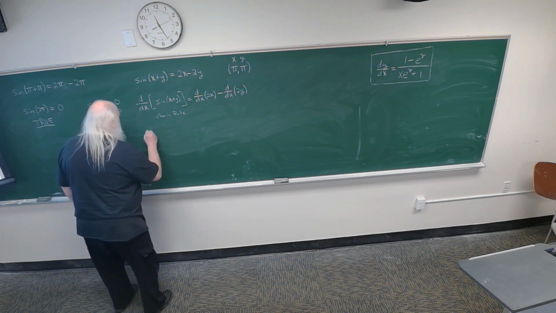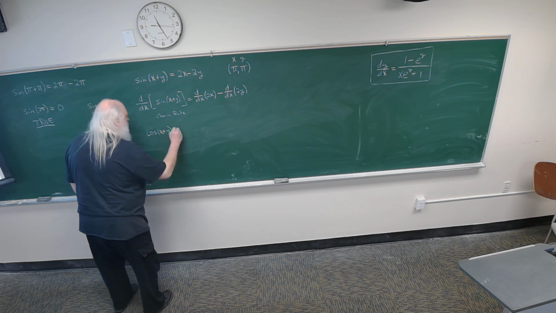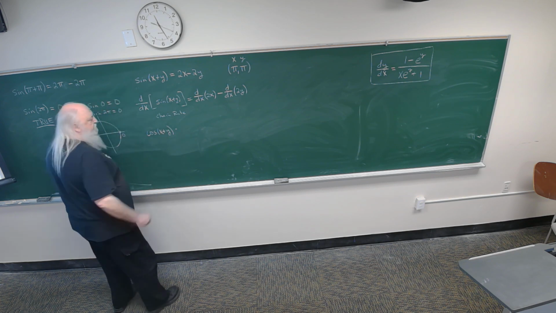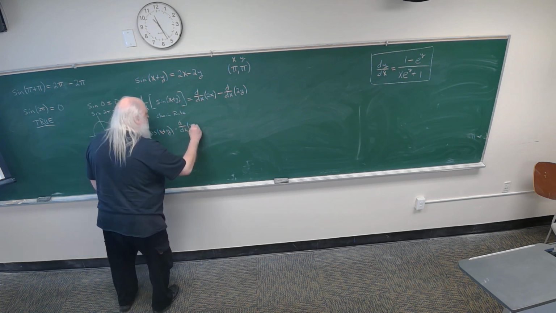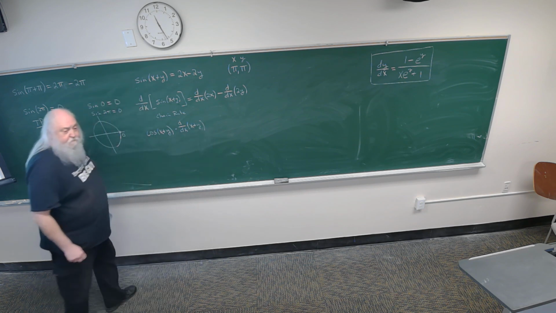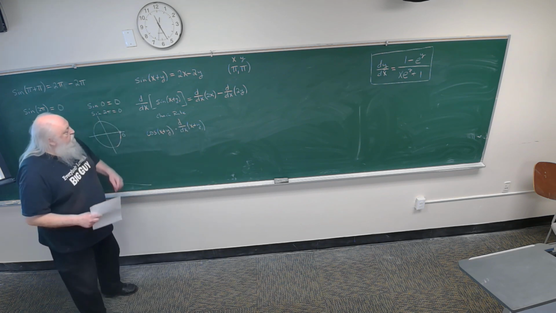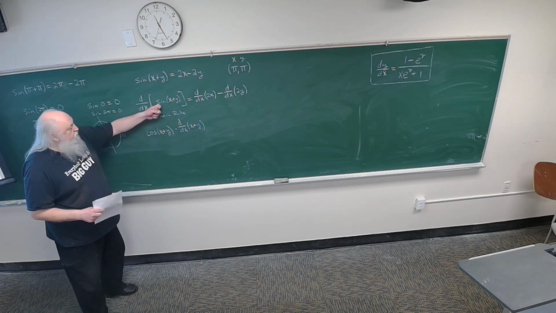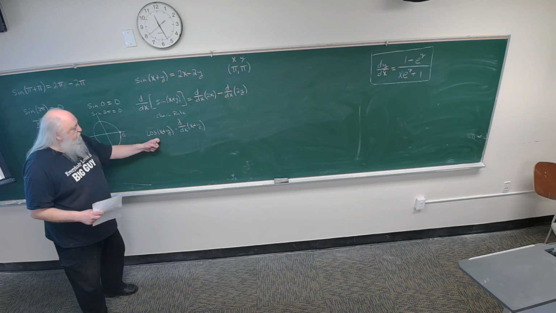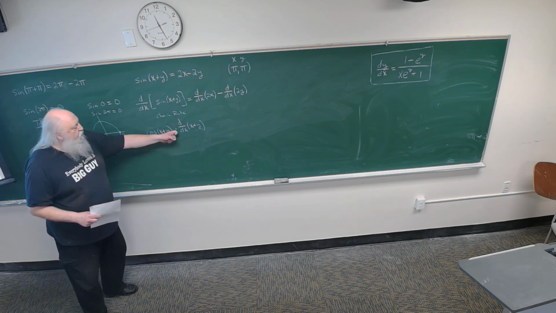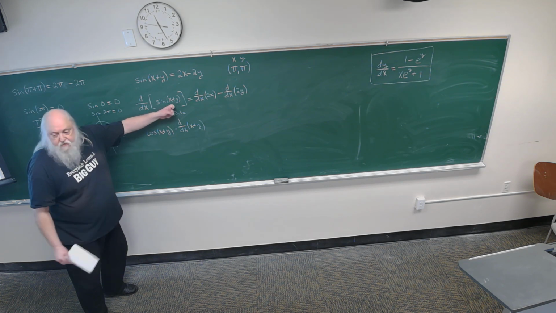Cosine. So we have cosine of x plus y, and then we got to multiply that by the derivative with respect to x of x plus y, right? That's the chain rule. Derivative of the sine function evaluated at x plus y is cosine x plus y, and then we multiply that by the derivative of the inner function with respect to x, and the inner function is x plus y.